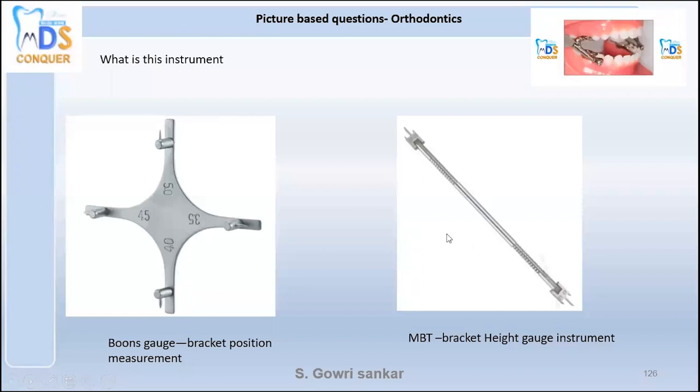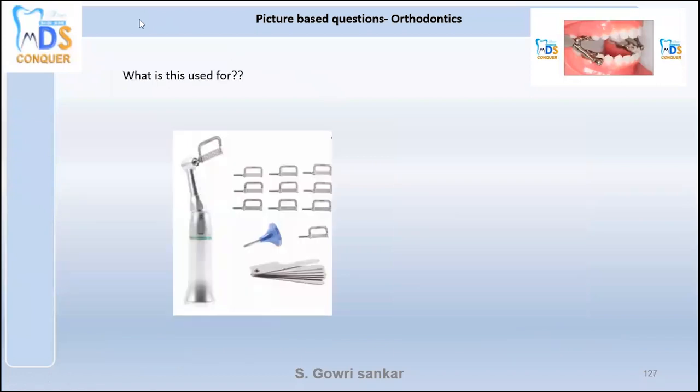Both these two are for bracket placement measuring. They are not bracket placement instruments. They are measuring the height of bracket placement, bracket position measurement instruments. Be careful. Why am I telling this? Sometimes you may be given an option of bracket placement. They are not used for placement of the bracket. They are used for measuring after placement. So what is this? You can expect this. Definitely you will get this question this time.